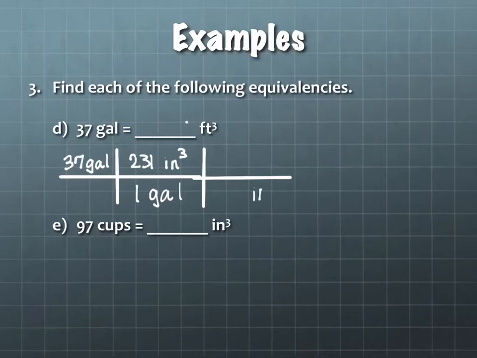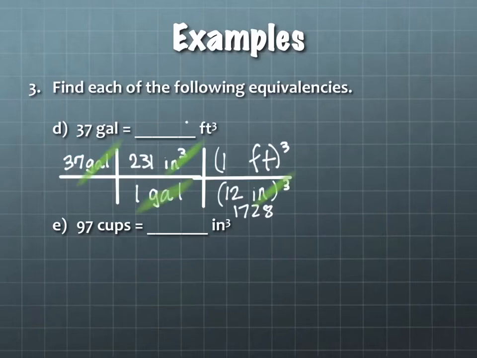So if I'm taking my inches into feet, and I want to use just this basic conversion I know, then it's 12 inches into 1 foot, and I would cube them. I cubed the 12 just a moment ago. It was the 1728. So my inches cubed cancel and my gallons cancel. And I'll end up with, multiply across the top, 37 times 231. It's like 8547. And then divide by 1728.